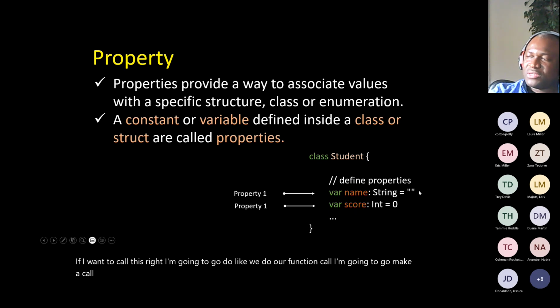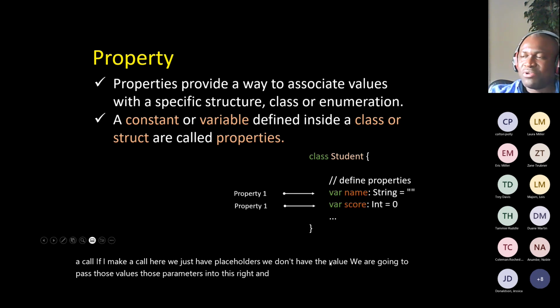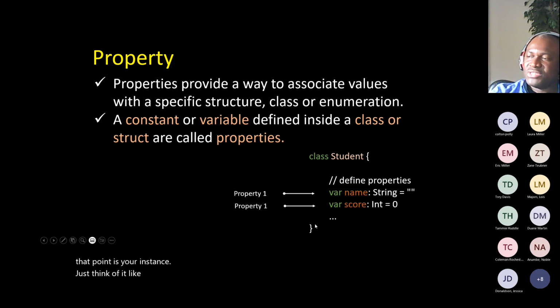If I make a call, here we just have placeholders, we don't have the values. We're going to pass those values, those parameters, into this, and whatever you now get at that point is your instance. Just think of it like a model. If I pass information into it, it's going to give me an output.